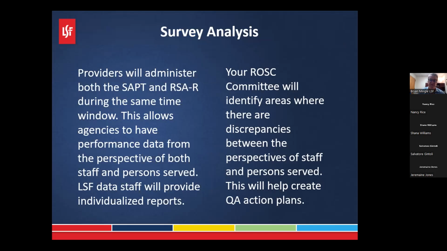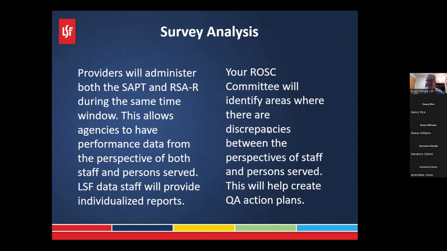Again, this just summarizes what we've talked about. You are going to administer the SAPT and the RSA surveys at the same time, and again, the dates are October 1st through January 3rd. This is going to give you performance data from the perspective of the staff and the people served.